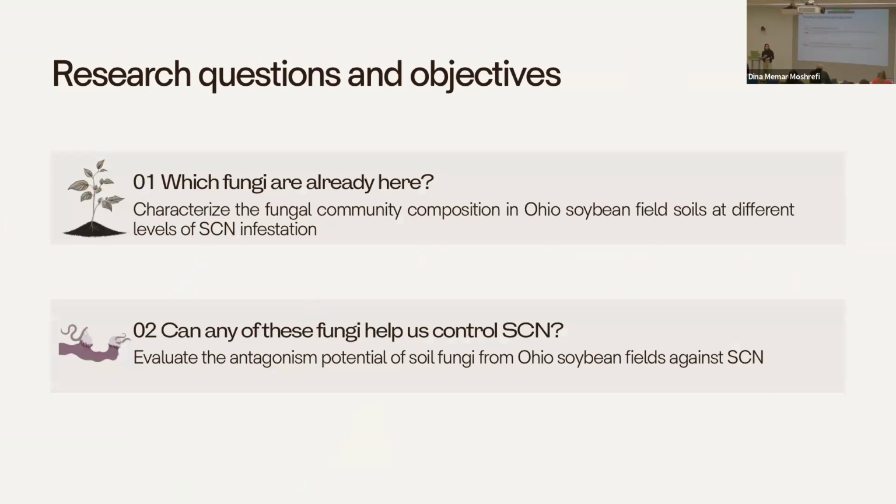With that in mind, we went into this research with two primary questions and objectives. The first was we wanted to know which fungi were already in those Ohio fields to see if any of them had any potential for biocontrol, but also to understand a little bit better the biogeography of fungi in agricultural systems in general. And we also wanted to learn if we could use any of the fungi that were already present in the fields to help us manage soybean cyst nematode.